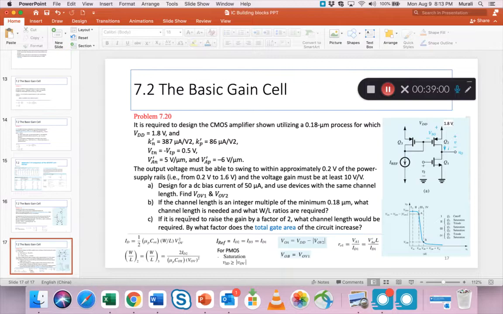If it is required to raise the gain by a factor of 2, so here it is 10, if you want to make it 20, then what channel length would be required? By what factor does the total gate area of the circuit increase? That means the areas of all these three. To get a gain of twice this 10, how much increase in area has to be accomplished? How much more silicon are you going to use? That has to be calculated. So lots of interesting stuff here. The formulas are, again, many of these are, by now you should be familiar. ID, W by L based on this.